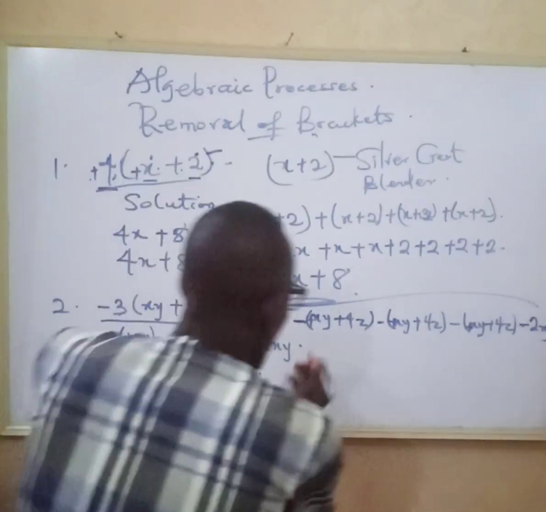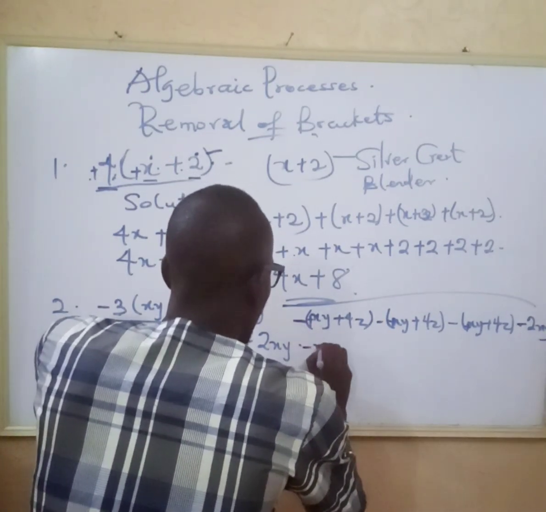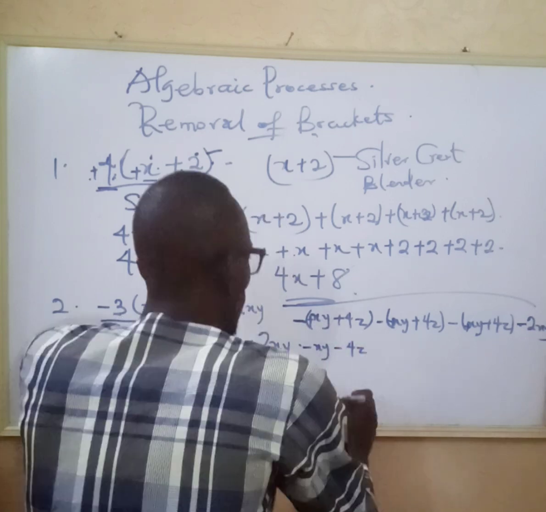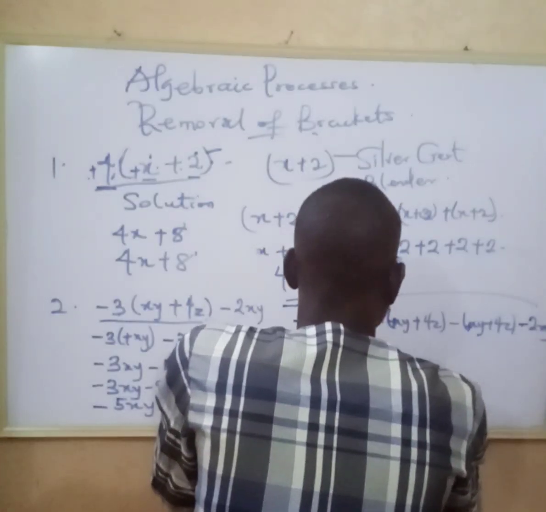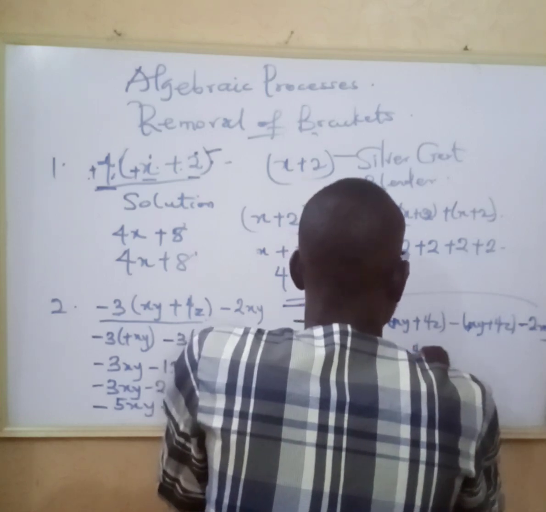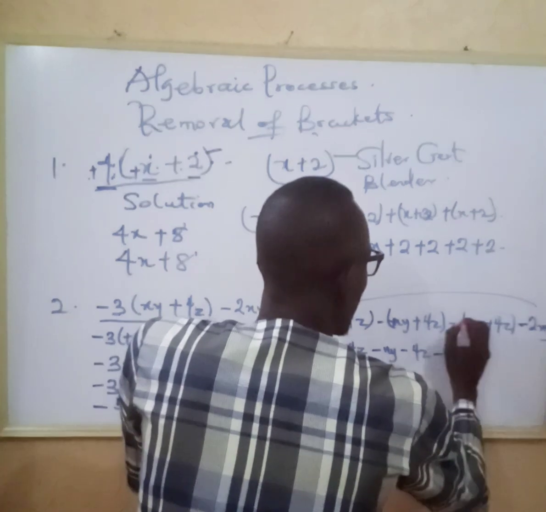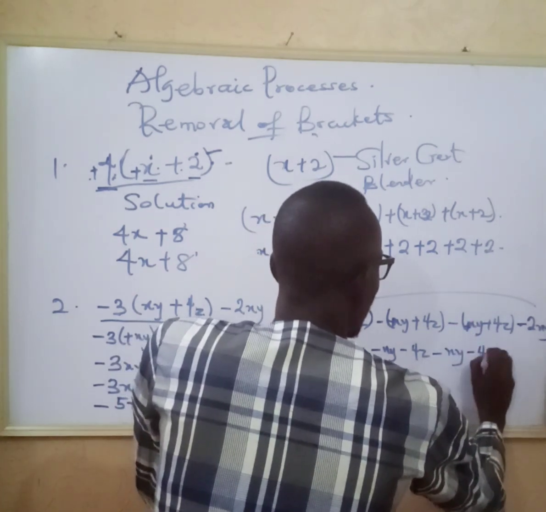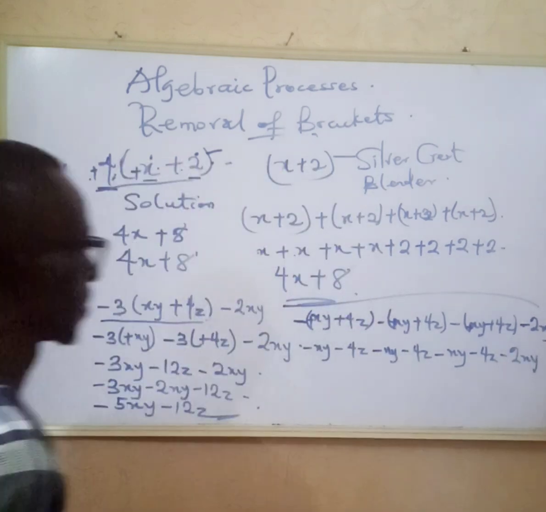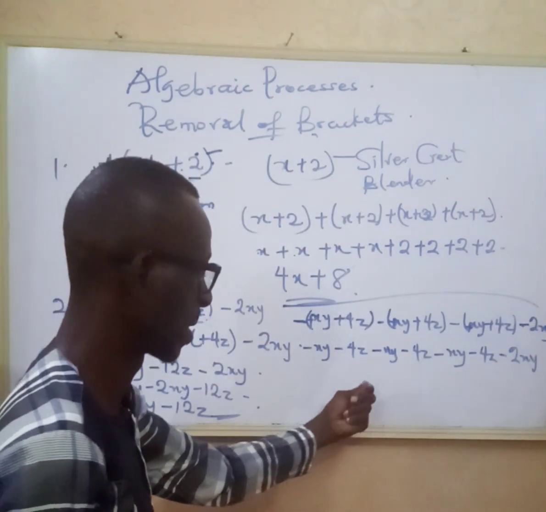So working this out in a simplified form, plus times minus is minus sy, plus times minus is minus 4z, plus times minus is minus sy, plus times minus is minus 4z, plus times minus is minus sy, plus times minus is minus 4z, minus 2sy. Hope this is simplified in this form that is understandable.